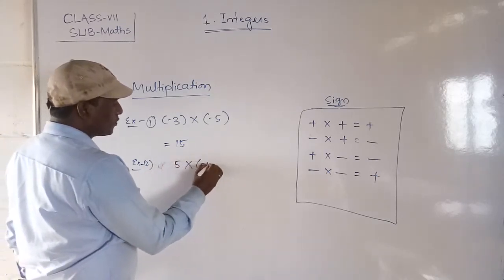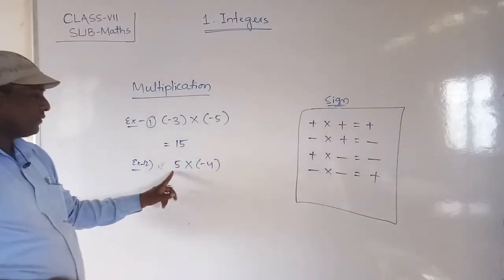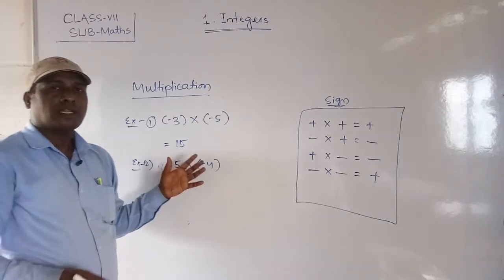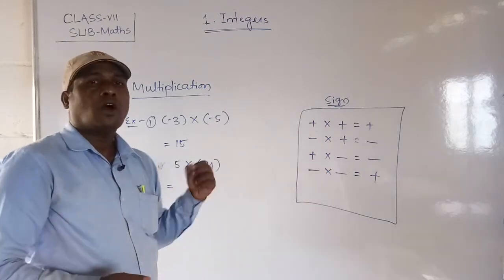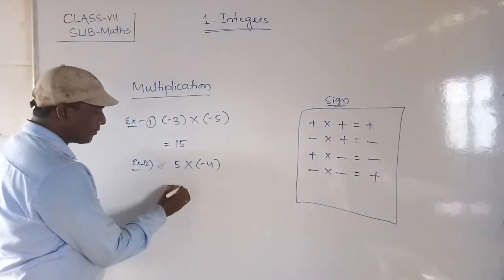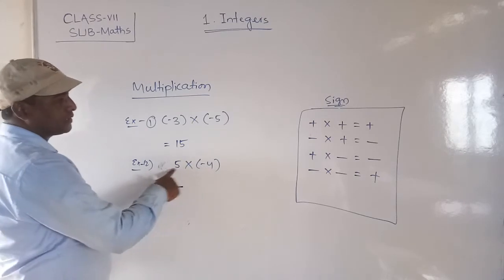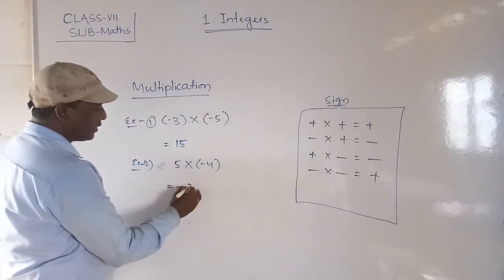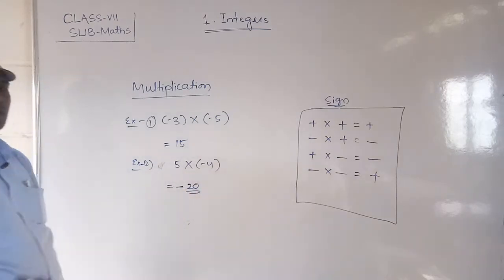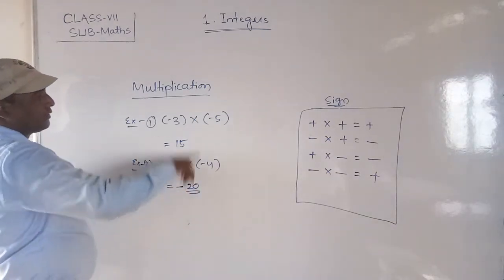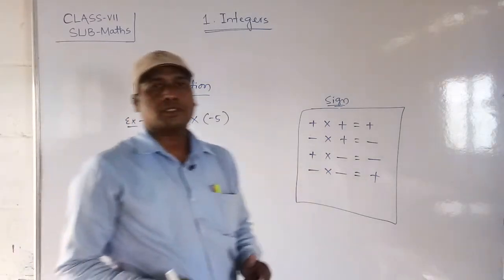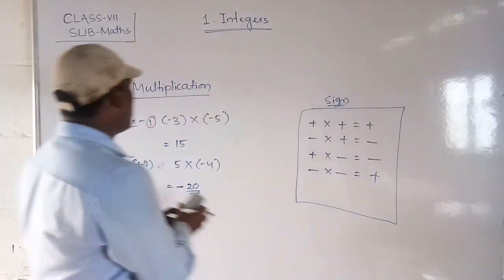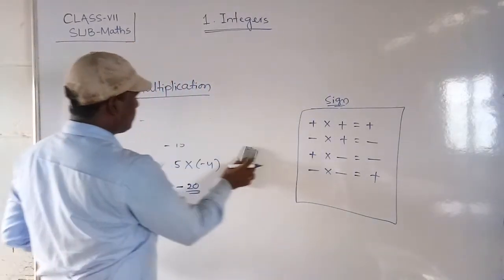5 into minus 4. Observe here, friends: this is a plus sign, this is a negative sign, that means opposite signs, both numbers having opposite signs, so the answer will be negative, because opposite signs mean this is plus, this is minus, so minus, 5 fours are 20, so the answer is minus 20. Are you clear, friends? So this is the multiplication of integers. In the same way, friends, division also: if the same sign comes for division cases, it is the same.